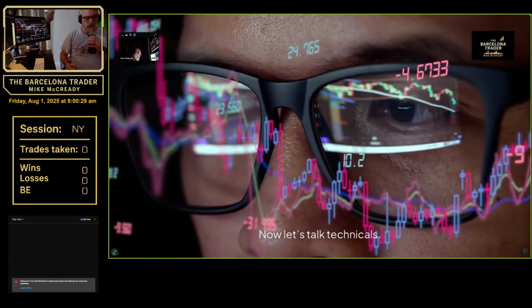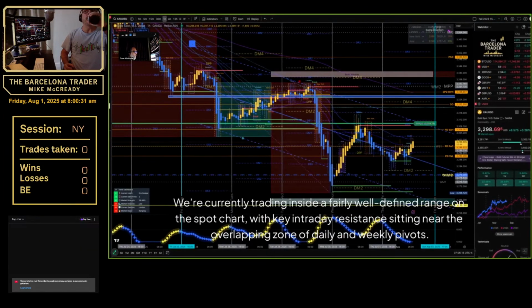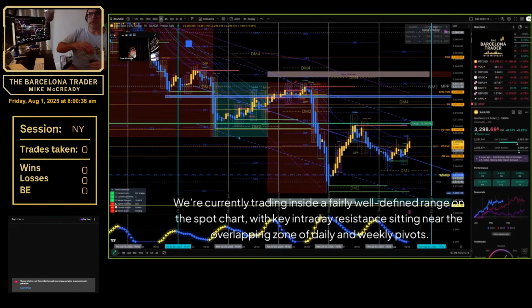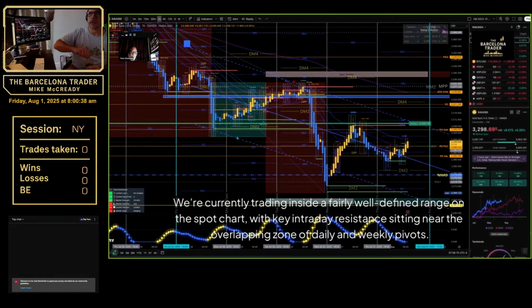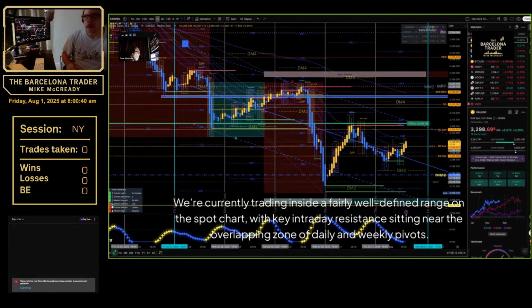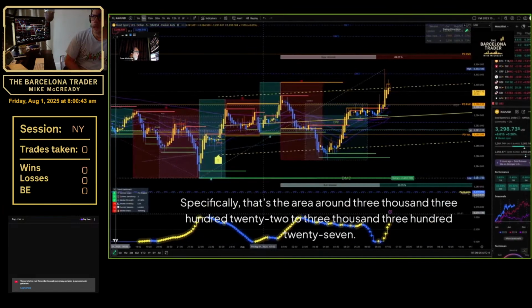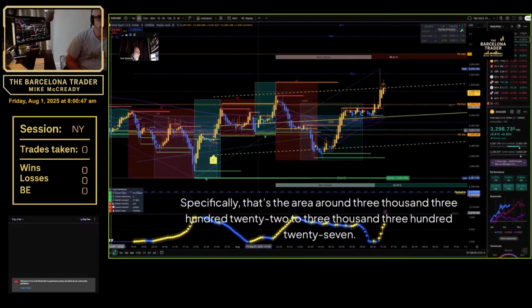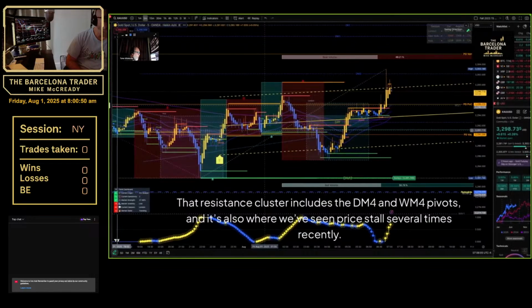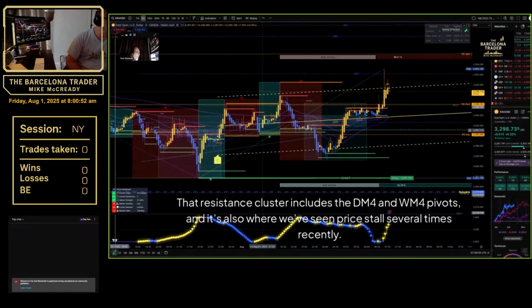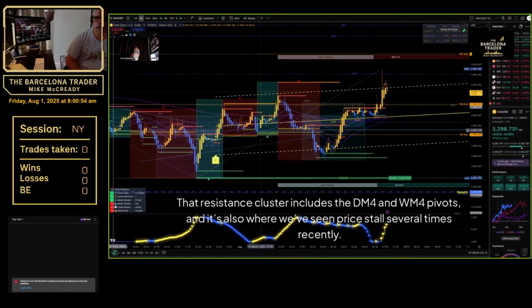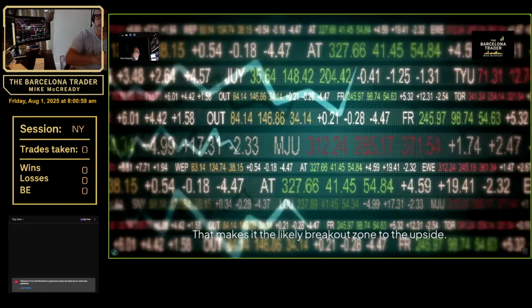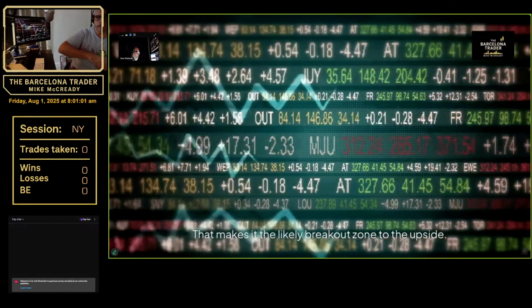Now let's talk technicals. We're currently trading inside a fairly well-defined range on the spot chart, with key intraday resistance sitting near the overlapping zone of daily and weekly pivots. Specifically, that's the area around 3,322 to 3,327. That resistance cluster includes the DM4 and WM4 pivots, and it's also where we've seen price stall several times recently. That makes it the likely breakout zone to the upside.